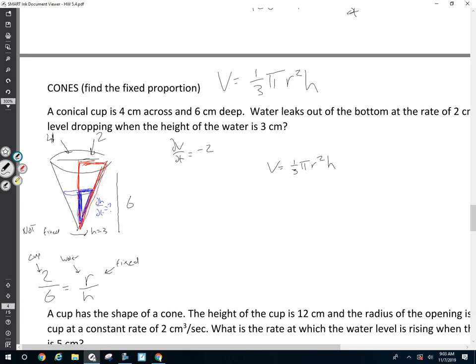Now let's think. I need dH/dt, so I want h's. I want to replace r with h's. So I'm going to solve for r. I get 1/3 h equals r. This is fixed, not pi, h.